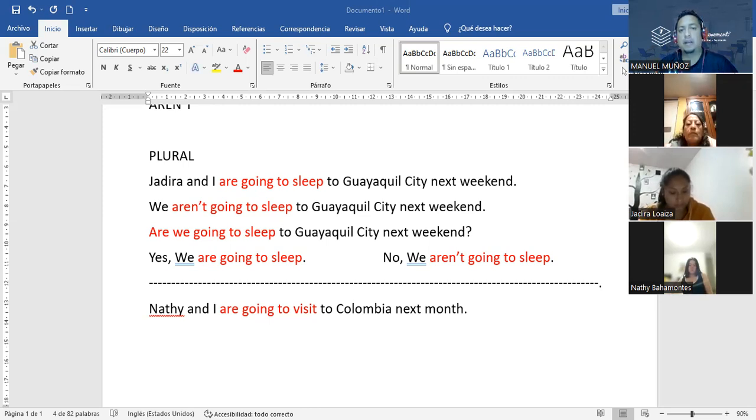Listo, ya está la actividad. Okay, vamos, please, come on, everybody. Vamos, please, ¿qué me falta? Vamos a ver, tengo Iván, perfect. Tengo Yadira, voy contigo, Yadira.